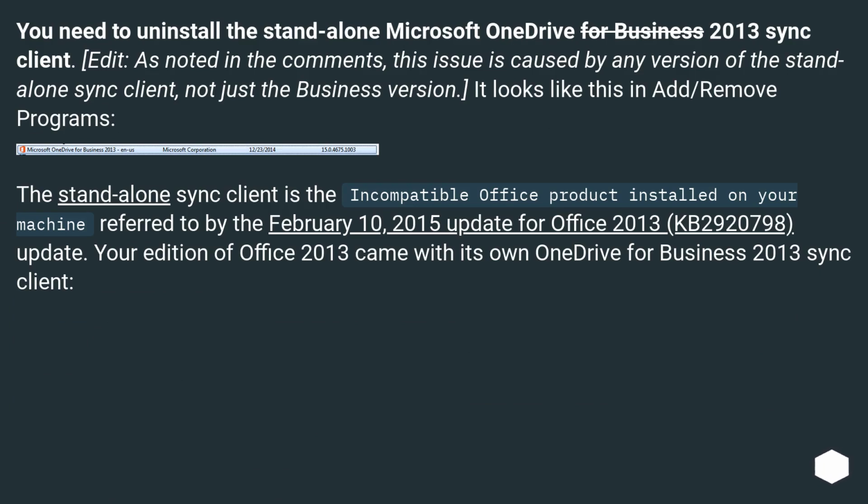The standalone sync client is the incompatible Office product installed on your machine, referred to by the February 10, 2015 update for Office 2013, KB2920798. Your edition of Office 2013 came with its own OneDrive for Business 2013 sync client.